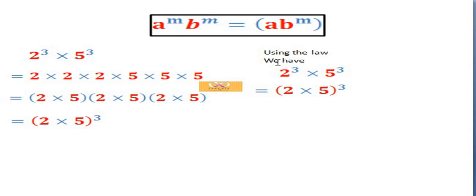Now using the law, I can directly state that 2 to the power 3 multiplied by 5 to the power 3. I know that the base is different but the power is the same. So I can say that 2 multiplied by 5, that is base multiplied by base, raised to the common power that I have, that is 3. See, I have saved this much time over here. Now let's conclude this.